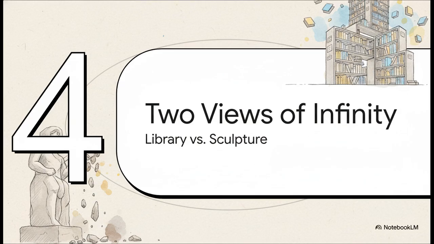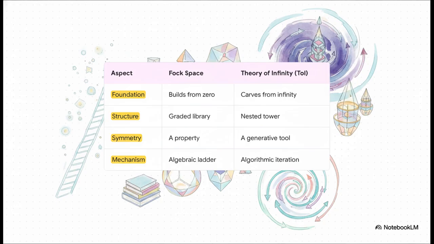So we have our 2 big ideas, the library and the sculpture. One builds up, the other carves down. Let's put them side by side now and really see just how deep these differences go. This table really just lays it all out. Fock space starts with nothing and builds up this huge library of particle floors. TOI starts with everything and carves down a tower of reality.